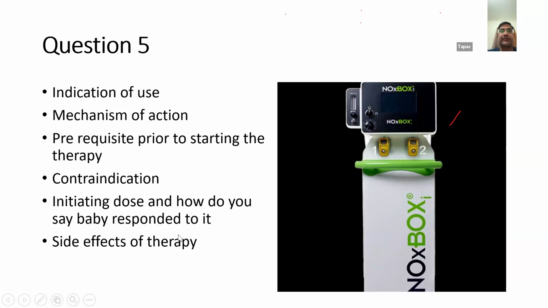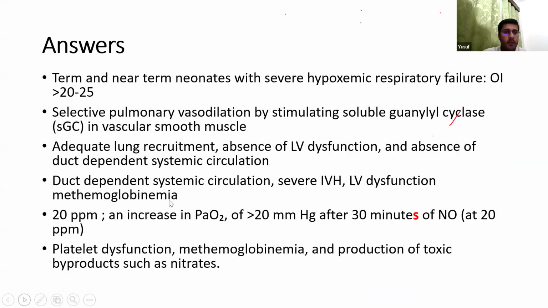So let's go to the answers. It is indicated in babies more than or equal to 34 weeks having hypoxemic respiratory failure, defined as an oxygenation index of more than 20, or some centers say it is more than 25. But the majority of centers say more than 20.